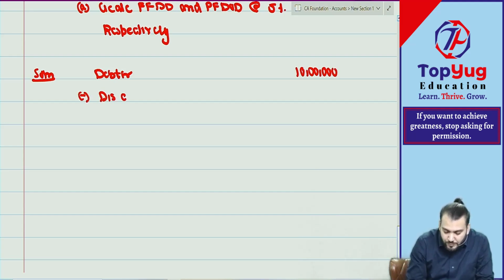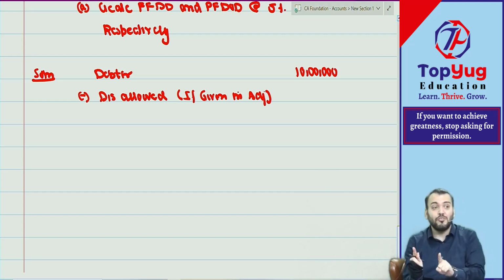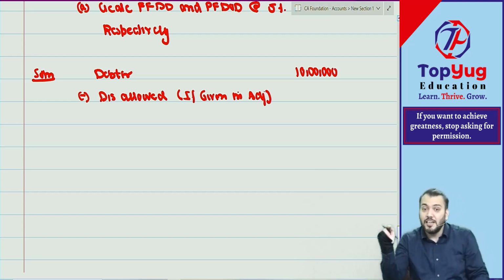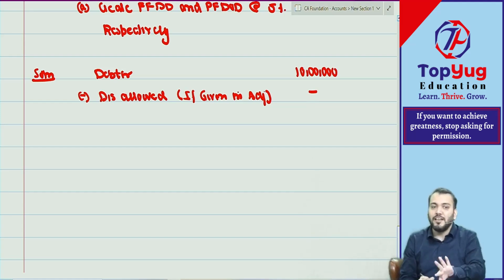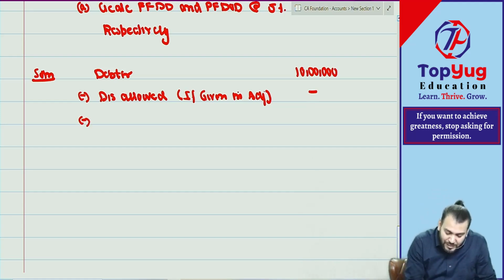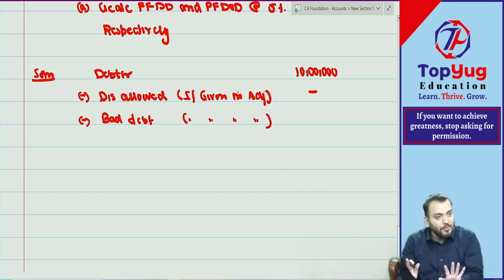Discount allowed. If given in adjustment, then minus. If given in trial balance, then don't minus because it is already deducted. Where have I given discount allowed? In trial balance. So it is already recorded, and there is no need to minus. Then we minus bad debt. If given in adjustment, minus; if already adjusted, we will not minus.